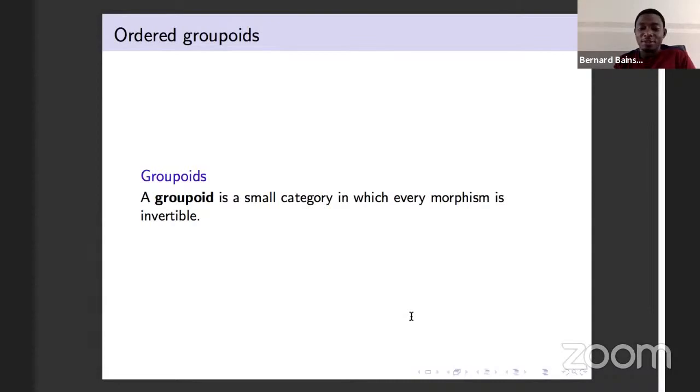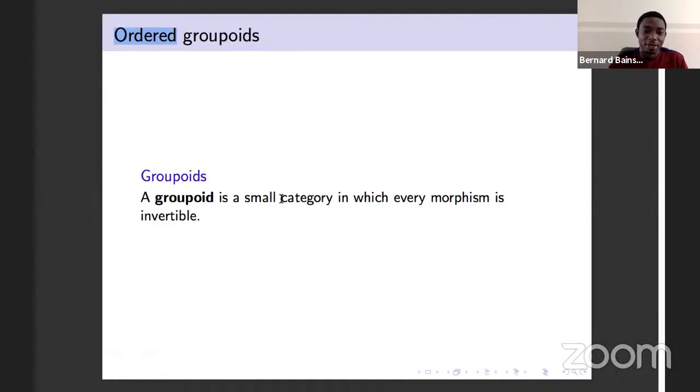Okay, so first of all, in the name ordered groupoids, we see the word groupoid. So we have to understand what we mean by groupoid. And then later on, we can add the adjective ordered, and then we can get the full meaning of what we mean by ordered groupoids. So a groupoid is a small category in which every morphism is invertible.